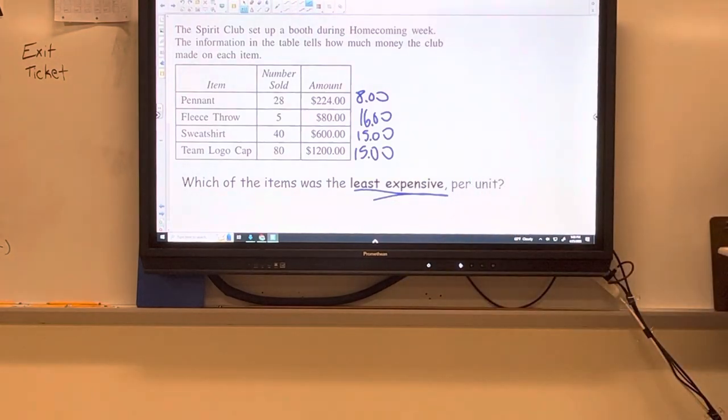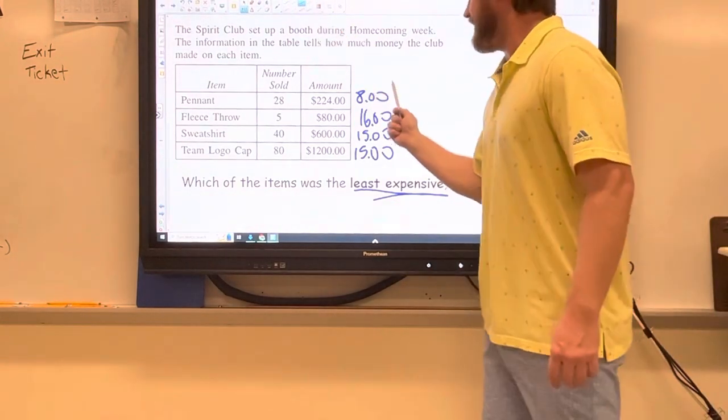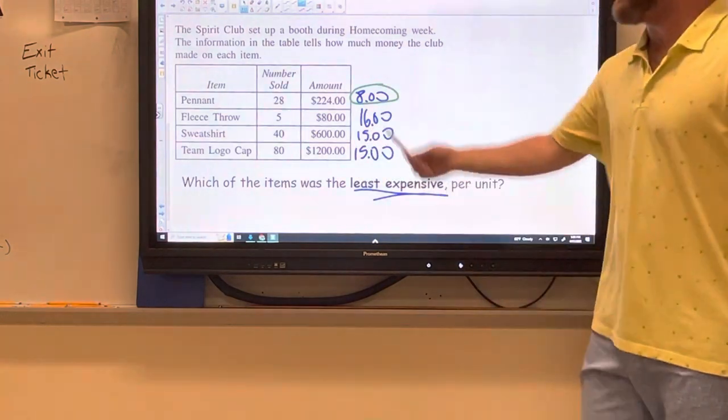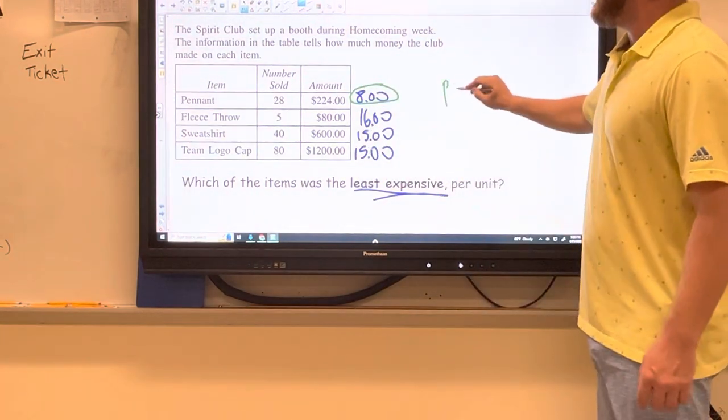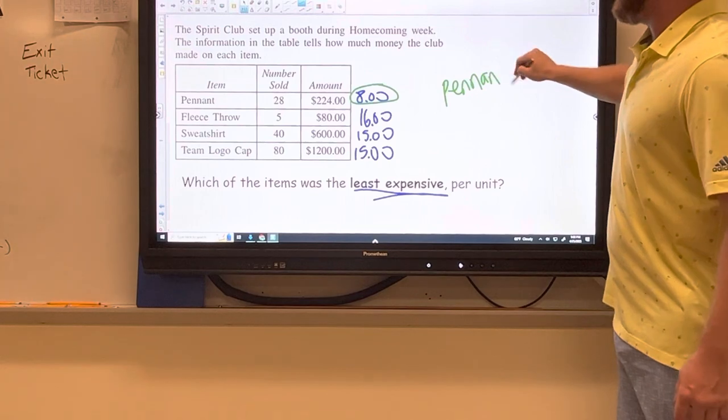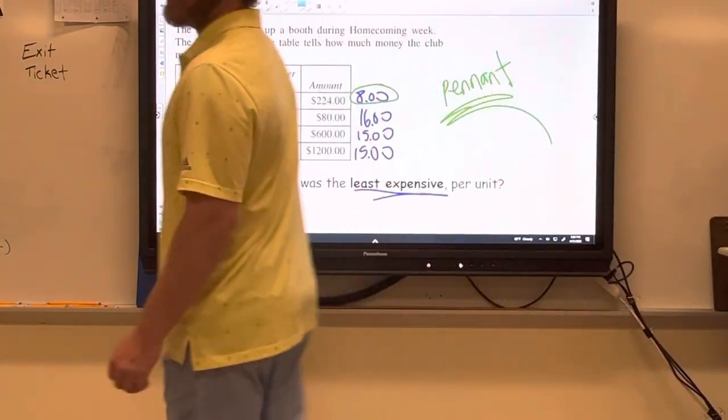So looking at the least expensive per item, that would go to the $8 item, the pennant. The pennant is the cheapest item per unit, per one of them.